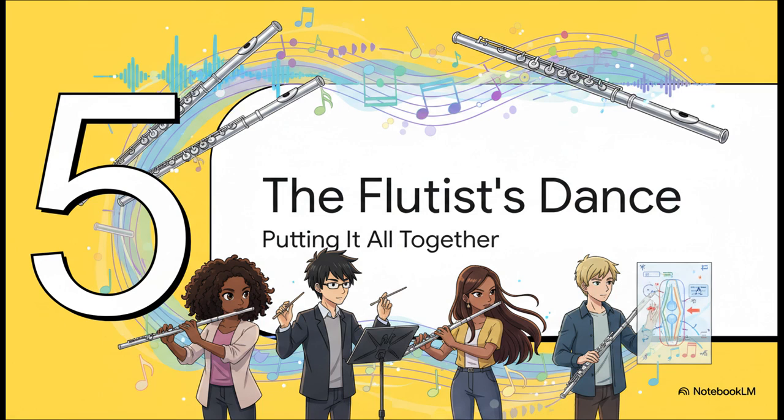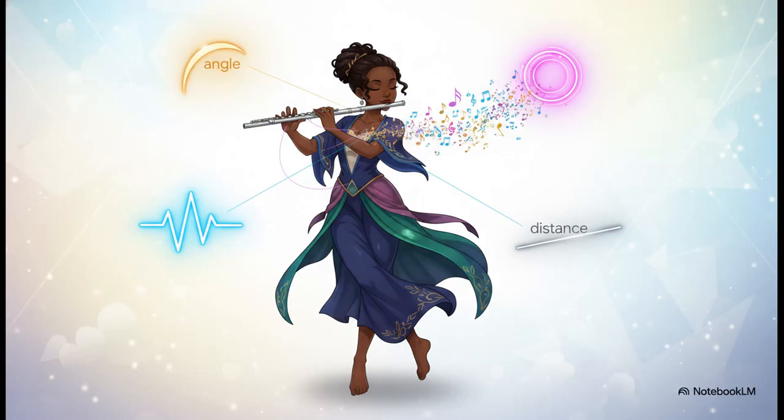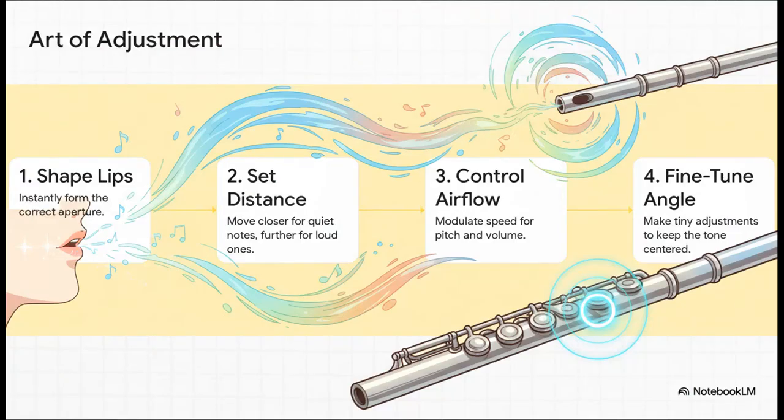So you might be thinking, how on earth does a professional musician juggle all of these things at the same time? We're talking note after note, phrase after phrase. How do they do it? Well, the thing is, it's not a set it and forget it kind of deal. It's a constant, flowing dance of tiny, tiny micro adjustments. Seriously, in the fraction of a second it takes to play one note, a flutist is, without even thinking about it, adjusting the shape of their lips, changing their distance from the flute, controlling their airspeed, and fine-tuning their angle. All of that, all at once, just to create one perfect, expressive sound.